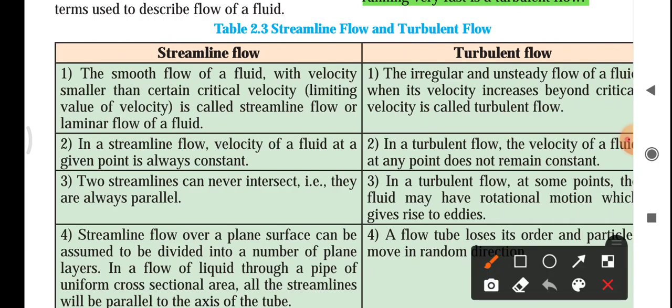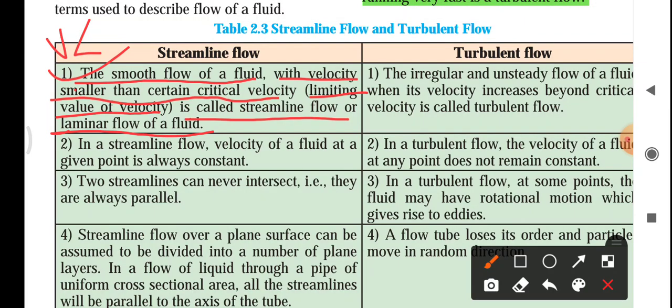Just remember, first thing, a smooth flow of fluid with velocity smaller than the certain critical velocity. Critical velocity is also called as the limiting value of velocity, is called as the streamline flow or laminar flow of fluid. स्ट्रीमलाईन किंवा लॅमिनार केव्हा म्हणायचं? वेलॉसिटी ऑफ द फ्लुइड इज लेस दॅन क्रिटिकल वेलॉसिटी. V is less than Vc. क्रिटिकल वेलॉसिटी म्हणजे काय? लिमिटिंग वेलॉसिटी.